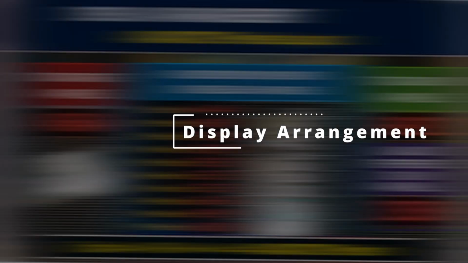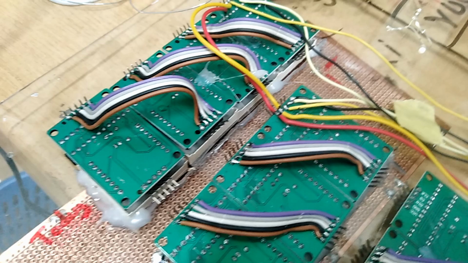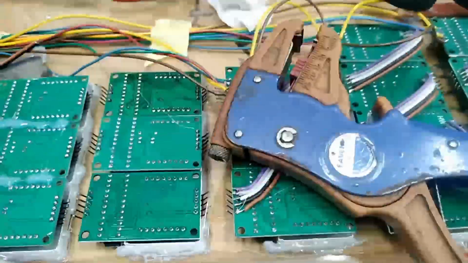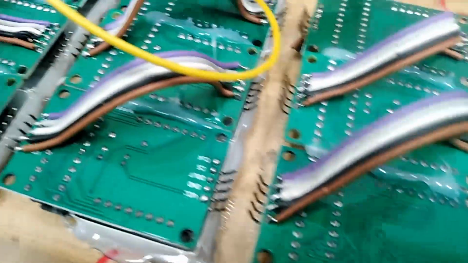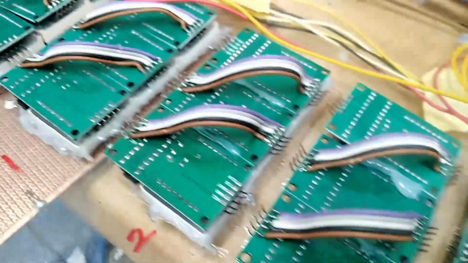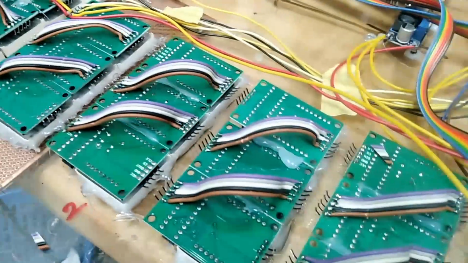Display arrangement. I divided the LED matrix modules into 4 main sections. First, Today Target Display uses 4 panels. Then, the hourly section has 10 hours and each hour uses 3 panels, so total 30 panels. After that, the total display uses 4 panels. And finally, the balance or difference display uses another 4 panels. So overall, this board uses exactly 42 MAX7219.